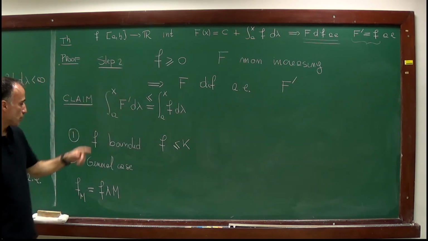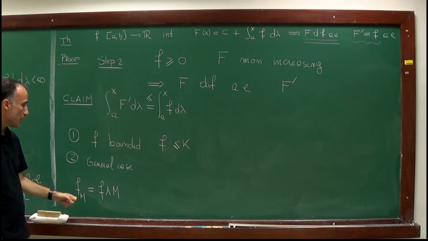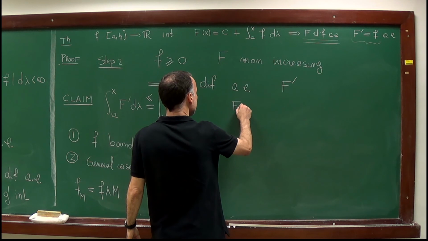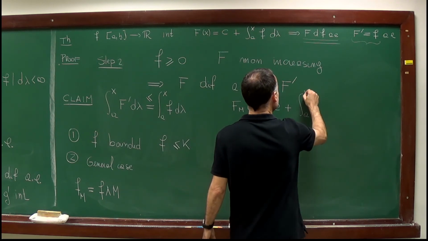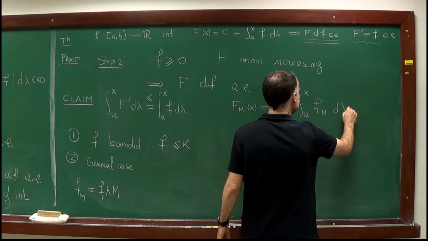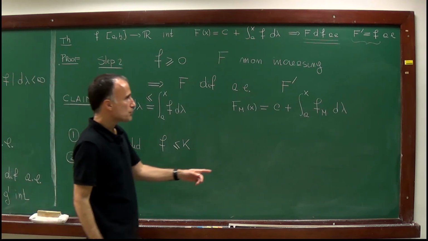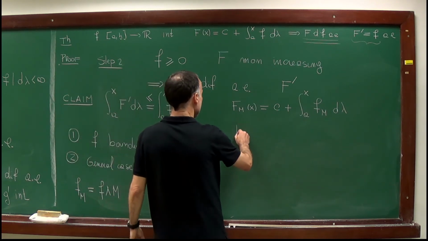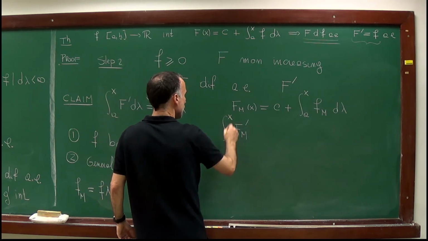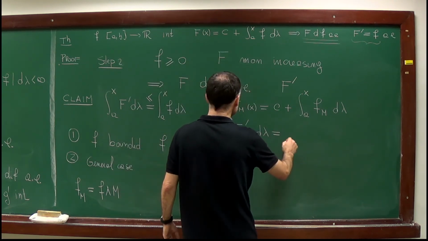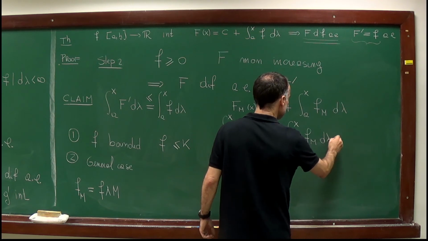if I define the same function using f_m instead of f, I get a family of differentiable functions whose derivatives are given by that f_m. So let me write that. Let's define F_m of x as c plus the integral from a to x of f_m d lambda. Now, by the first step, since the function f_m is bounded, I know that the integral from a to x of F_m prime d lambda is equal to the integral from a to x of f_m d lambda. This is by the first step.